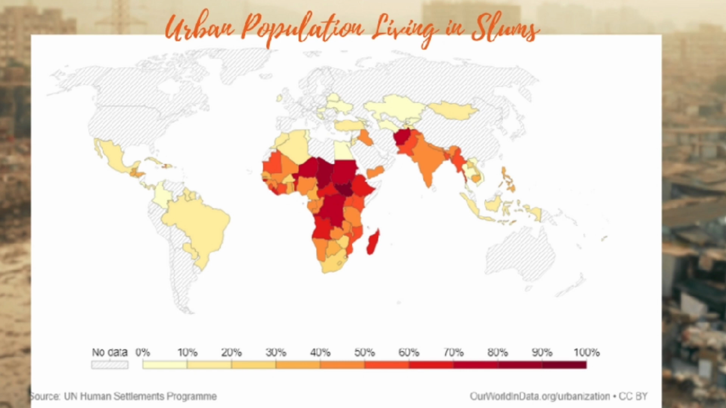Okay, as we see in the map, this is about the urban population living in slums. As we see in Latin America, Africa, and Asia, there are a lot of people living in slums, especially here in the Africa region, right?